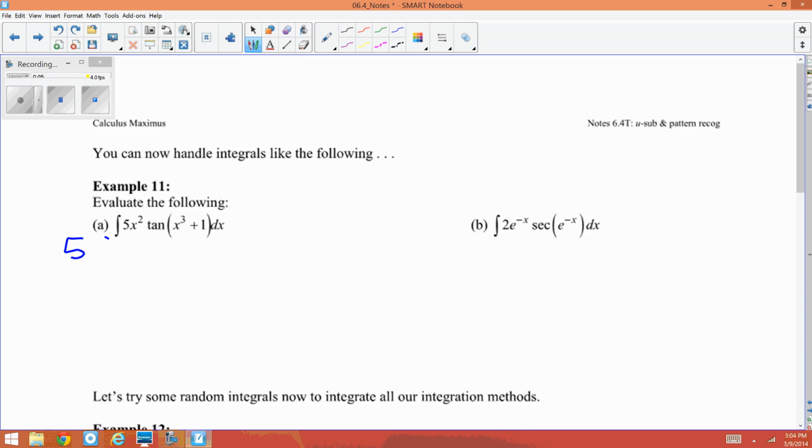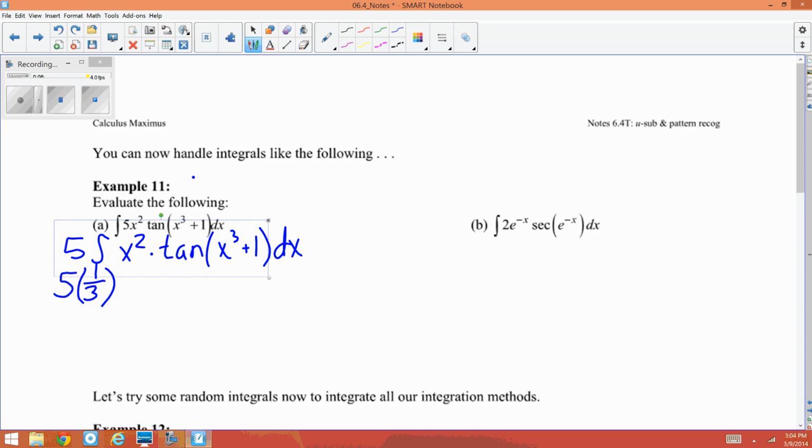Pull that constant out. Look, it looks even easier now. Before, you wouldn't have been able to get too far, but because we know the antiderivative of tangent now, this makes this problem a little bit easier. So we have 5. The derivative of the inside would be 3x squared, not just x squared. So we have to correct for that.